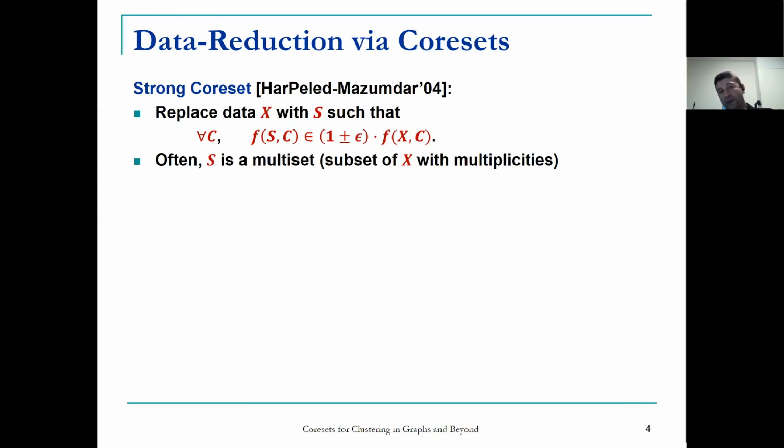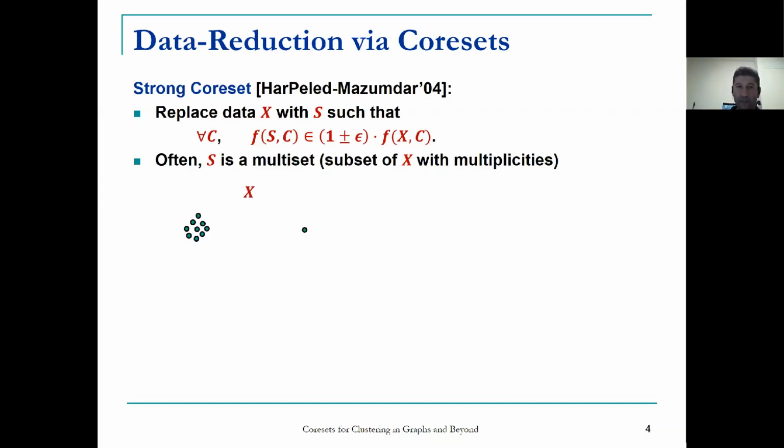Now, the way to do it is usually to take S to be a multiset. So it's a set of points, usually a subset from X, but give these points high multiplicity. What we call the size of the set is really the number of distinct points. But because they have multiplicity, they have the same performance, because this f is really summing over n points. So in a sense, you're still summing over n points. It's just that you're summing over few points with high multiplicity. So each point contributes a lot.